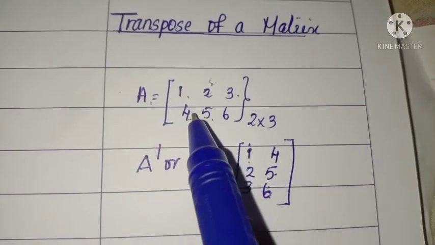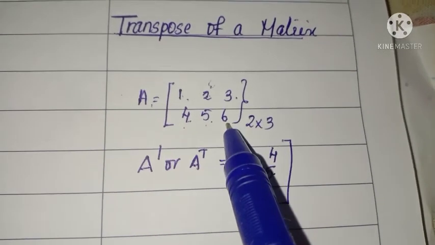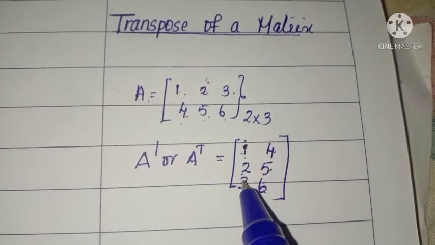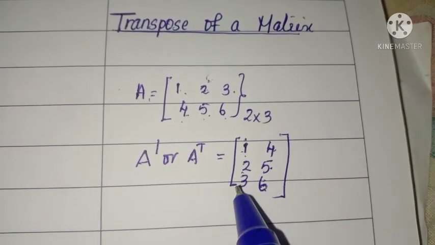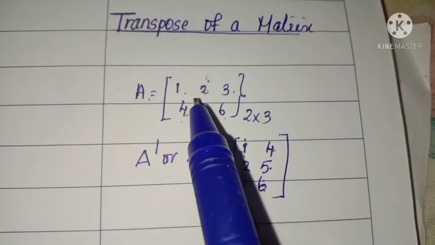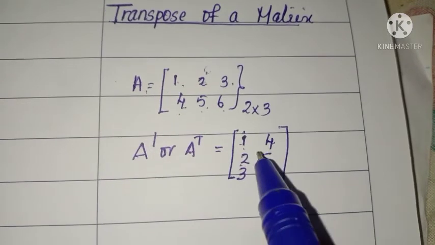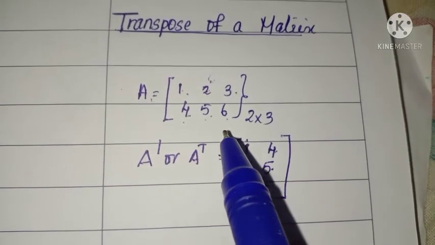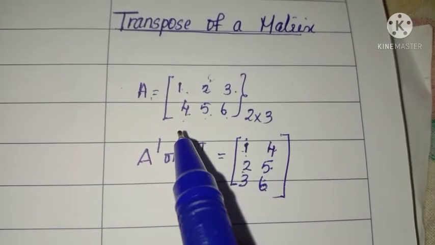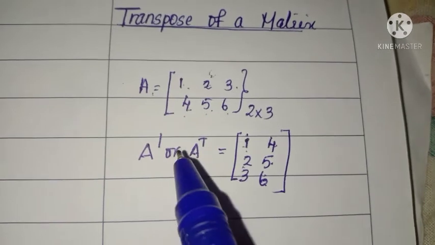Now what are the columns here? 1, 4; 2, 5; 3, 6. These columns become the rows 1, 4, 2, 5, 3, 6 in the transpose. That means we interchange rows as columns and columns as rows. So transpose is the matrix obtained by interchanging the rows and columns of the given matrix.